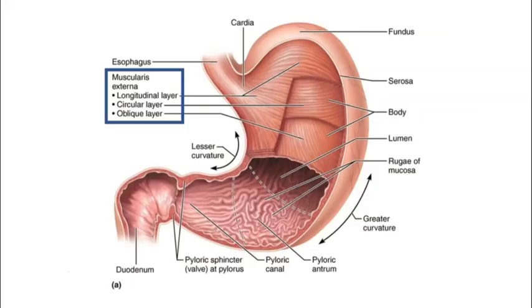So the longitudinal layer is superficial, the circular layer is the middle layer, and the oblique layer is the deepest layer. These 3 layers assist with pummeling food in order to break it down into chyme. They also help to push the chyme toward the small intestine.